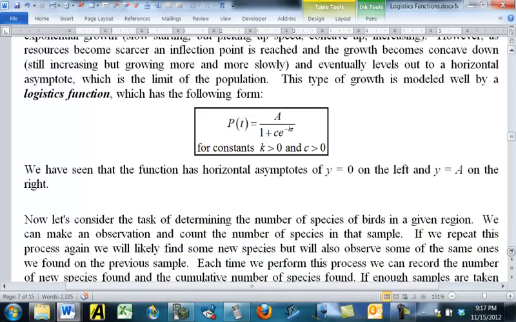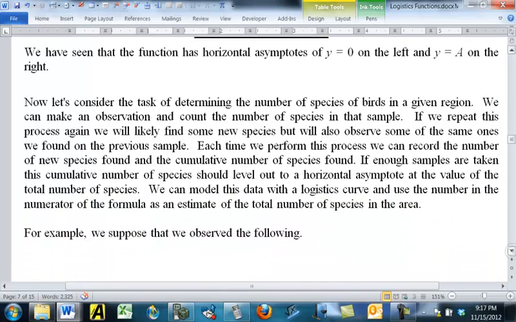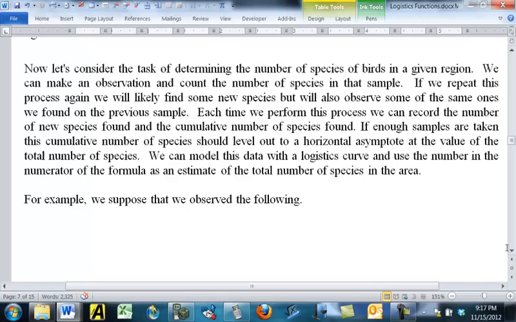Okay, so here's our task. Our task is to try to determine the number of species of birds in a given region. We can go out and make observations, and we count the number of species in the sample. And we repeat this process again. We'll likely find some new species, but we'll also observe some of the same ones we found in the previous sample. Each time we perform the process, we can record the number of new species found and the cumulative number of species found. If enough samples are taken, the cumulative number of species should level out to a horizontal asymptote at the value of the total number of species. We can model this data with the logistic curve and use the number in the numerator of the formula as an estimate for the total number in the area.